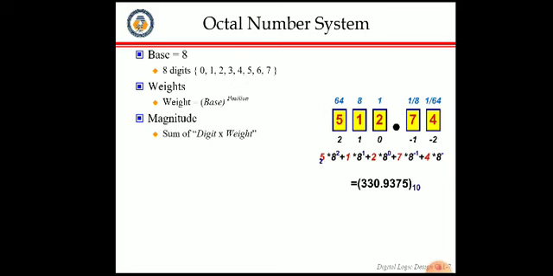Now let us see what are the weights for the octal number system. For the integer positions, if you observe, for the 0th position, what is the weight? 8 power 0, that means 1. In the first position, what is the weight? 8, because 8 power 1. So in the second position, what is the weight? 8 power 2, that is 64.